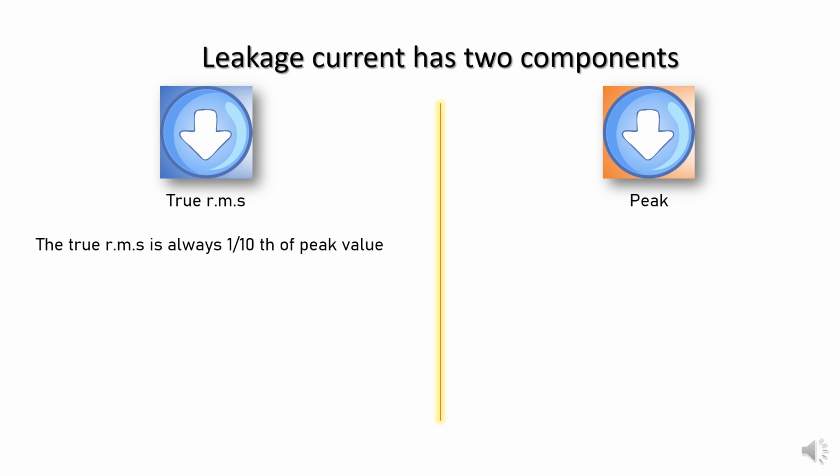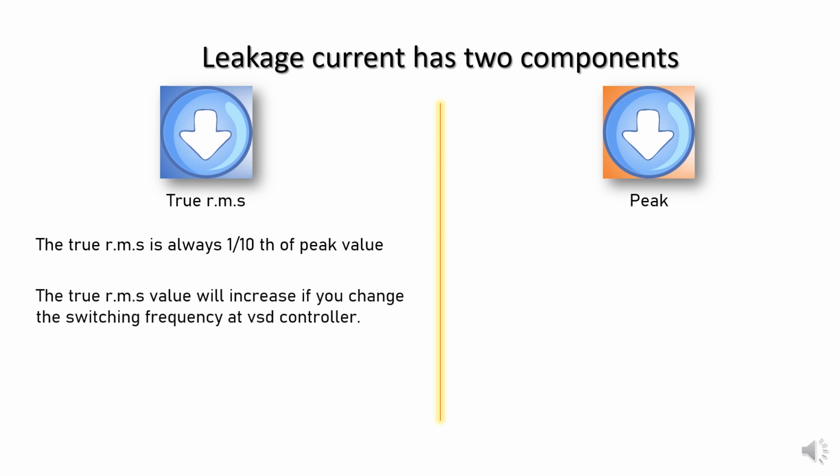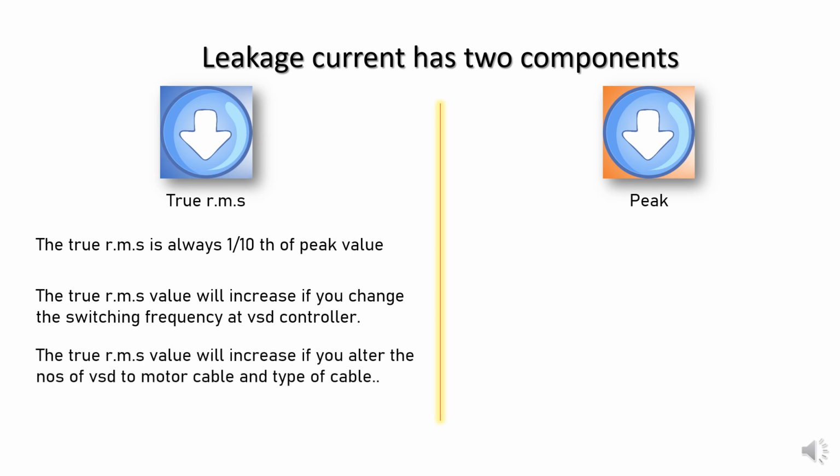Please listen carefully. If the distance between the VSD and the motor is less than or equal to 300 meters, the true RMS value is 1/10 of the peak value. The true RMS value will increase if you change the switching frequency at the VSD controller. Keep in mind when you are commissioning the VSD, the true RMS value will increase if you alter the number of VSD cables and the type of the cables. The more cables there are, the more the leakage current true RMS value will be.